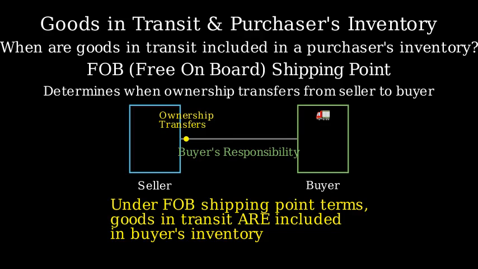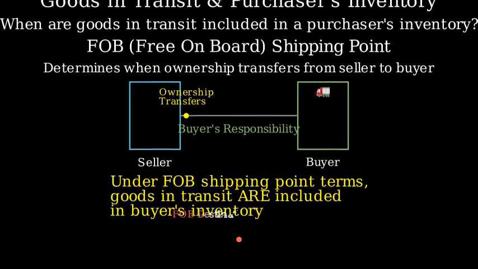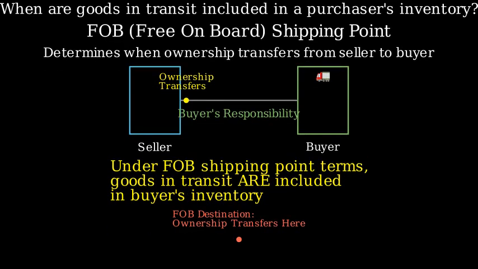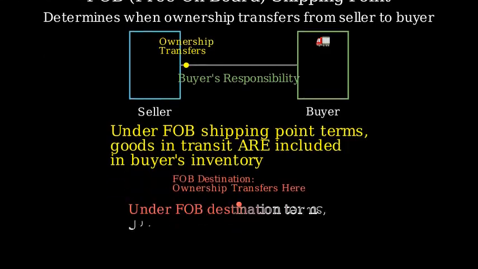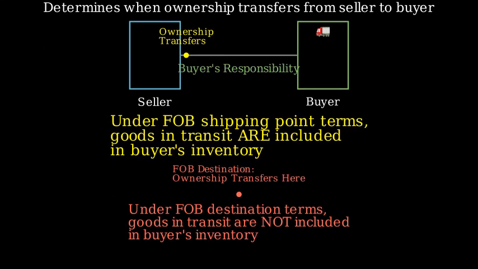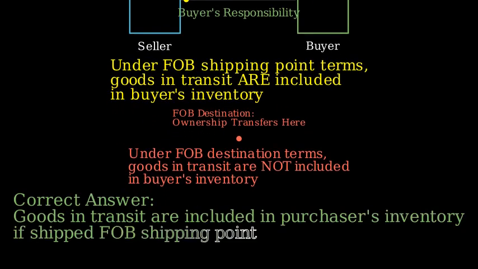This is different from FOB destination terms, where ownership only transfers when goods arrive at the buyer's location. In that case, goods in transit would not be included in the buyer's inventory. So, looking back at our multiple choice options, the correct answer is if the goods are shipped FOB shipping point. This is because ownership transfers at the shipping point, making the goods part of the buyer's inventory during transit.